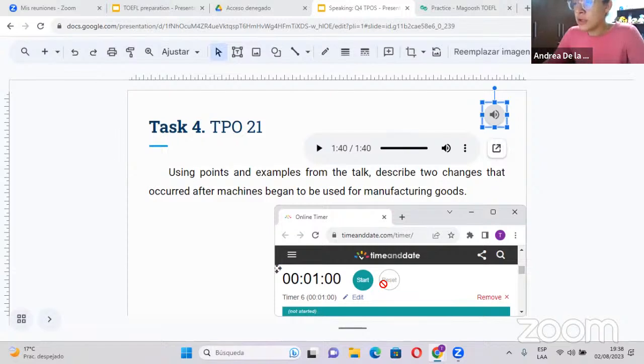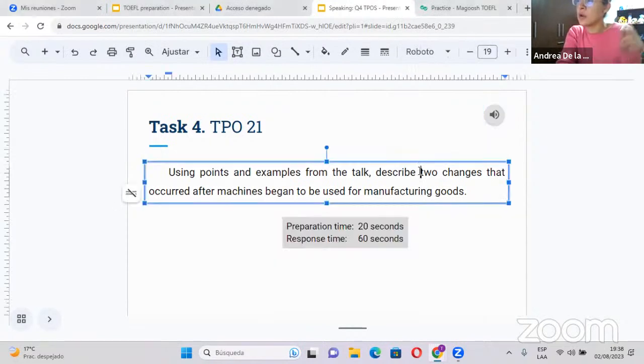And what you do in your introduction is say, the lecture discusses, you don't say about, the lecture discusses, and then you basically read what you have in the question. The lecture discusses two changes that occurred after machines began to be used for manufacturing goods, because that is the topic, right? Or you could say two changes brought by the Industrial Revolution as well. But if you just say this, it's okay. And that way you will save a lot of time. This should be 10 seconds.